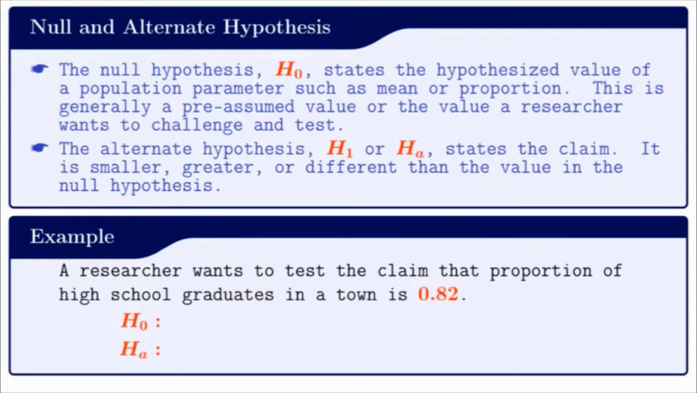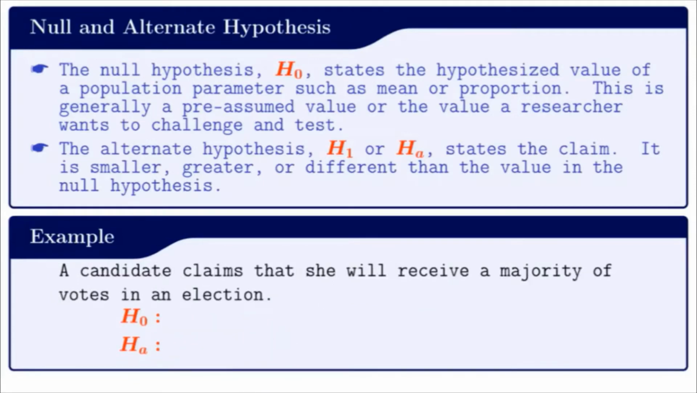Here is another example. This one is talking about proportion. So here the pre-assumed or pre-existing value of proportion of high school graduate in the town is 0.82. Therefore, null hypothesis P equals to 0.82. And the alternate hypothesis is the researcher claim, which is that the proportion is not equal to 0.82.